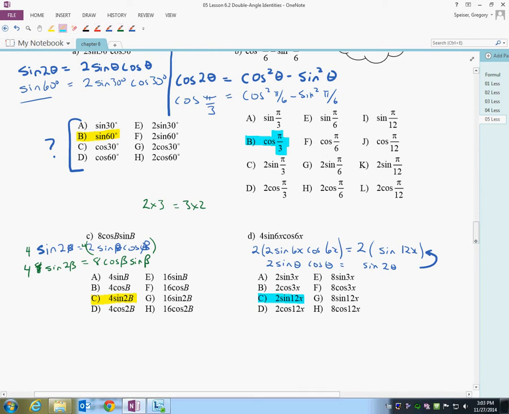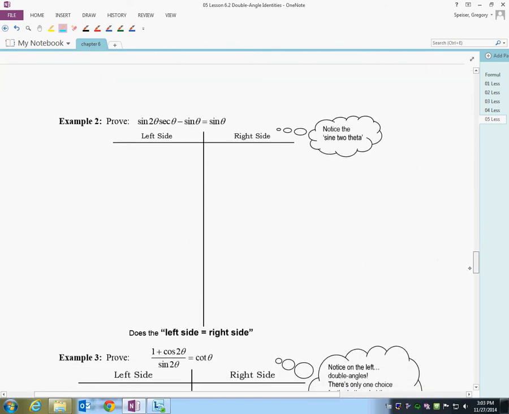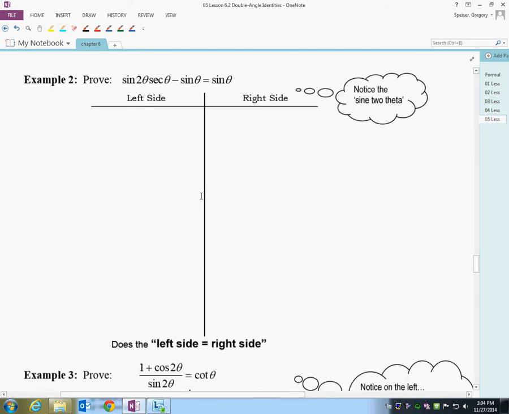Okay, I hope that helps a little bit. Let's do some proofs, because that's what we're doing here. Maybe I can zoom in just a little bit because I've got lots of writing to do.